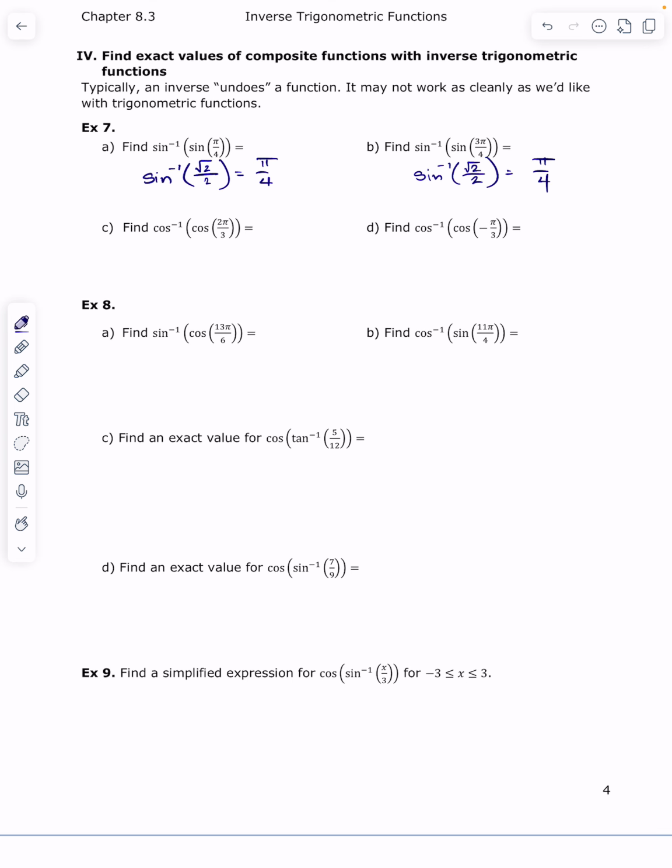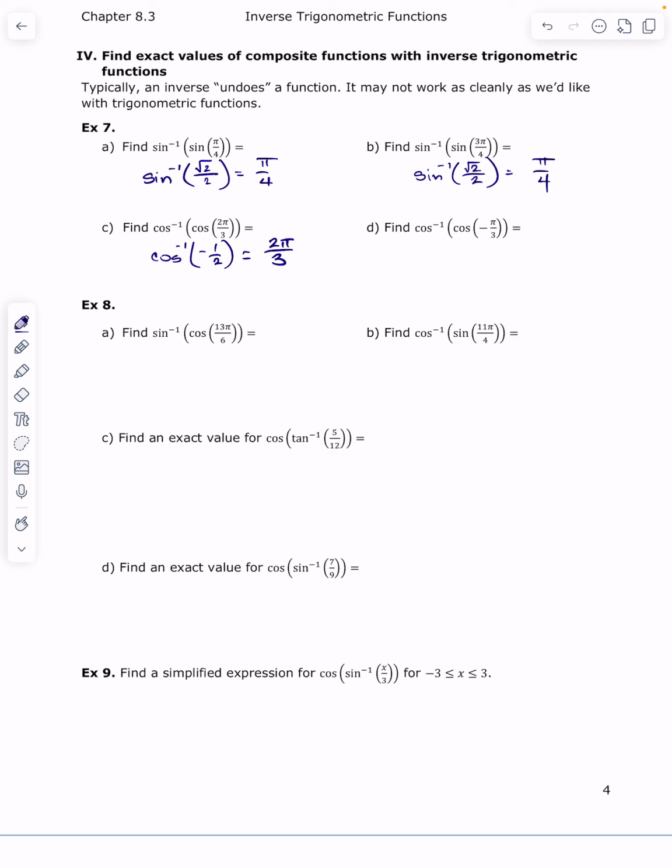C, I want the inverse cosine of the cosine of 2 pi over 3. That's in quadrant 2. Cosine is negative, so the cosine of 2 pi over 3 is negative 1/2. So now I'm looking for the inverse cosine of negative 1/2. And that is a quadrant 2 angle. Inverse cosine spits out angles in quadrant 1 and quadrant 2, so this does actually return 2 pi over 3.